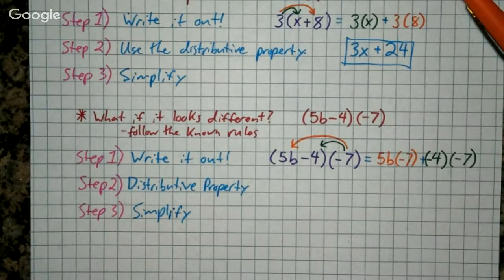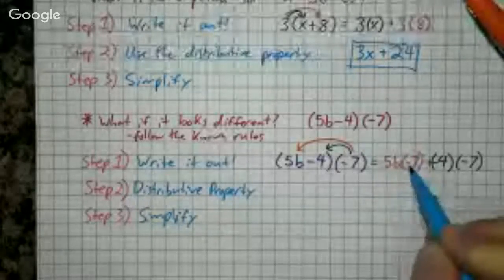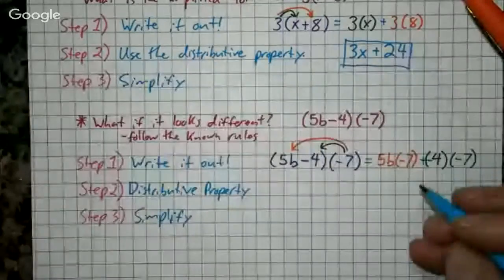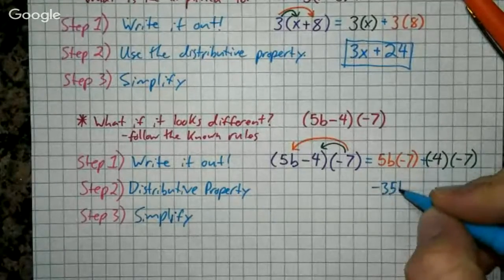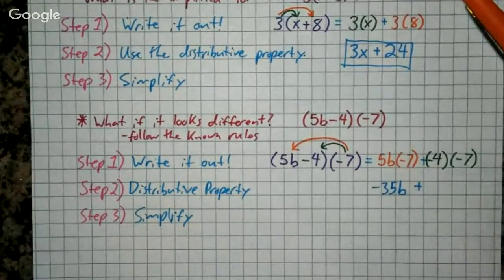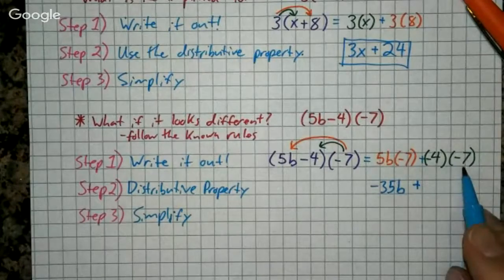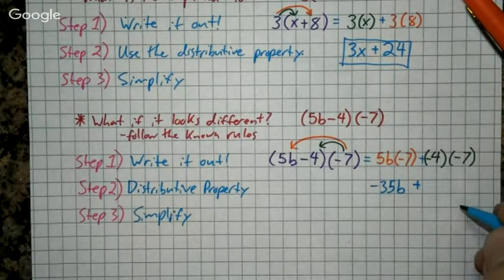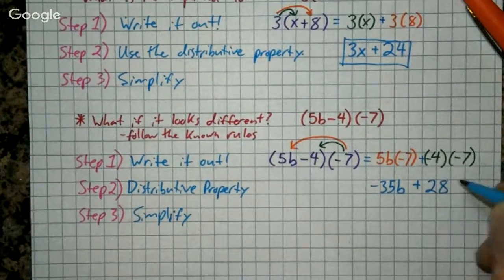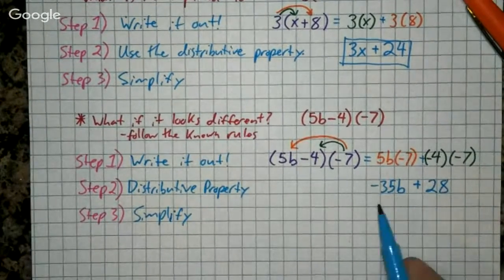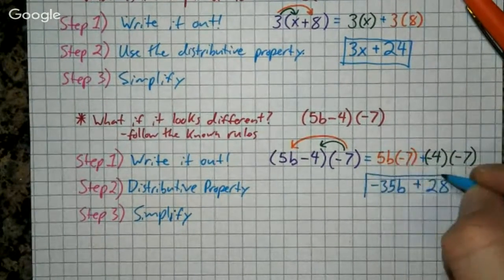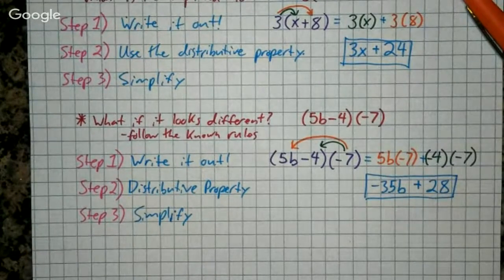And this will then simplify. 5b times -7. Well, we can multiply those numbers. That's going to be -35b plus -4 times -7. Since those are the same sign, they're going to be positive, plus 28. I can't do anything else because they are not like terms. And that is the end right there. Okay, so we have that figured out.